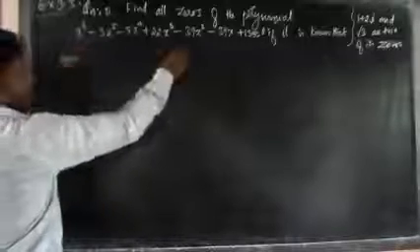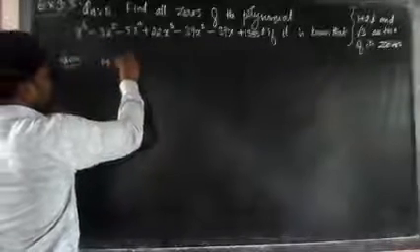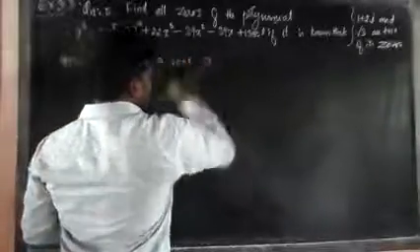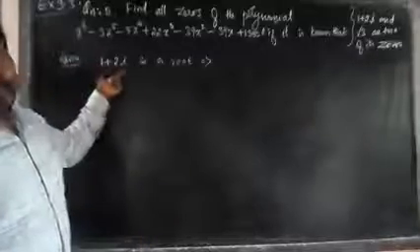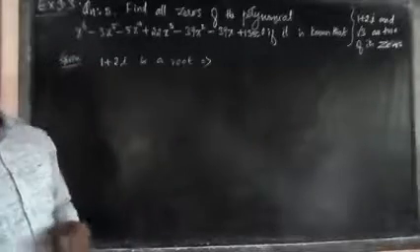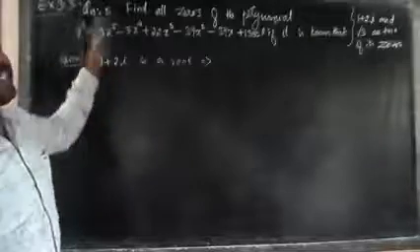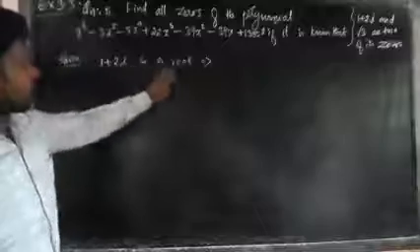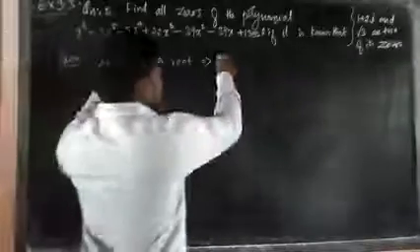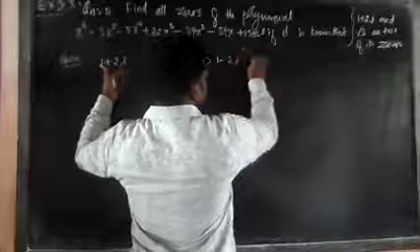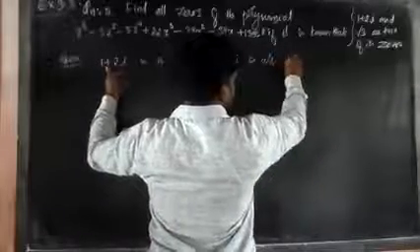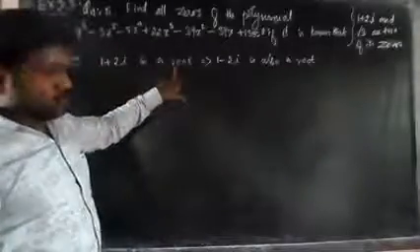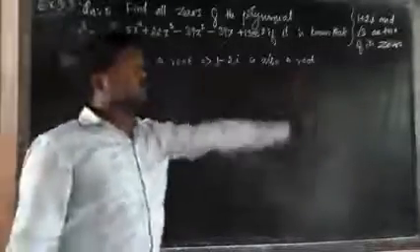Given 1 plus 2i is a root. What is 1 plus 2i? It is a complex number, so its conjugate is also a root. That's the rule of complex numbers. If 1 plus 2i is a root, then the conjugate 1 minus 2i is also a root.